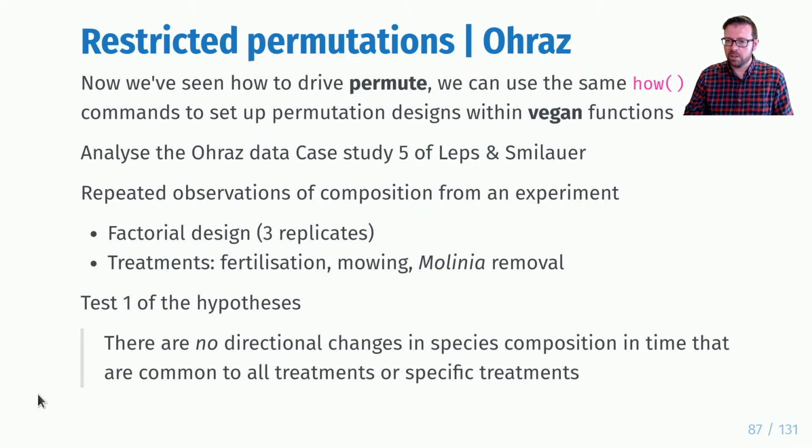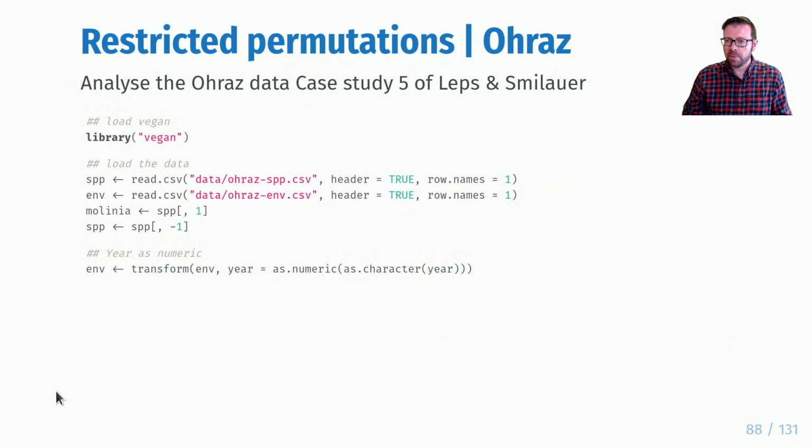We're going to test just one of the hypotheses that they had in this particular study. The hypothesis we're going to test is that there are no directional changes in the species composition in time that are common across all treatments. Okay, so there are no common directional trends in any of the species. That's a null hypothesis. The alternative obviously would be that there are trends in some of the treatments.